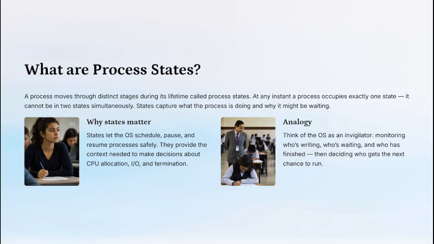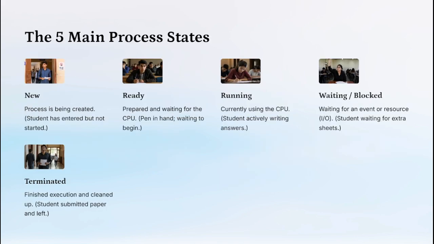At any moment, a process is in one of these states, not doing everything at once, just one state at a time. The OS is like the invigilator. It watches every process and decides when it should wait, when it should run, and when it's done. The five main process states. Let's go through the five main stages one by one.